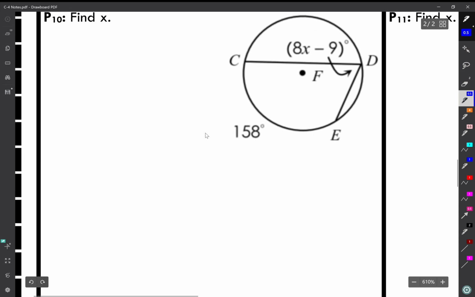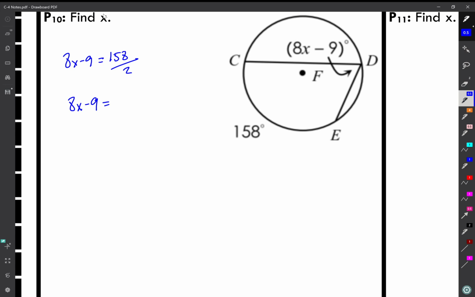So I'm going to set up my equation to solve for x. The angle, which is 8x minus 9, is equal to half of the intercepted arc, so 158 over 2. So we'll just solve for x now. 8x minus 9 is equal to 79, since 158 divided by 2 is 79. Add 9 to both sides. 8x is equal to 88, so x is equal to 11. And that's our answer.